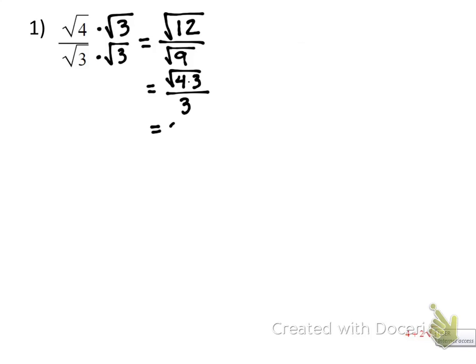Square root of 4 is 2. The 3 can't make it out, so the 3 stays inside the square root. The denominator stays as 3. We've just rationalized the denominator.